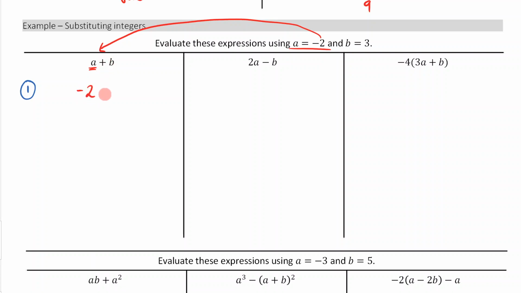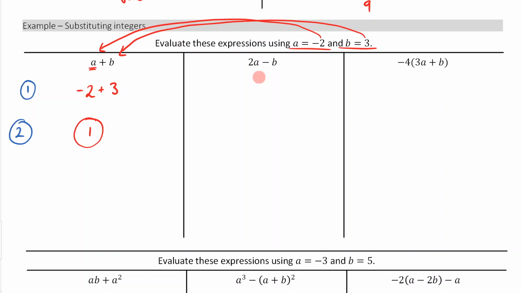Then I have a plus, so I write a plus here. Then I have b, so I take the b and I substitute it into the b spot. So this b is 3, so I put a 3 here. That's your first step. Your first step is always just substituting in the values. Then your second step is evaluating what you've just done. So in this case, what is -2 plus 3? Well, obviously it's going to be 1, and that's your answer. So notice that there's 2 steps. The first step is always just substituting in what you've been given.